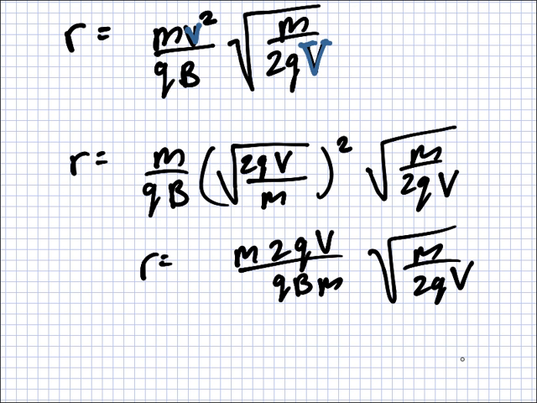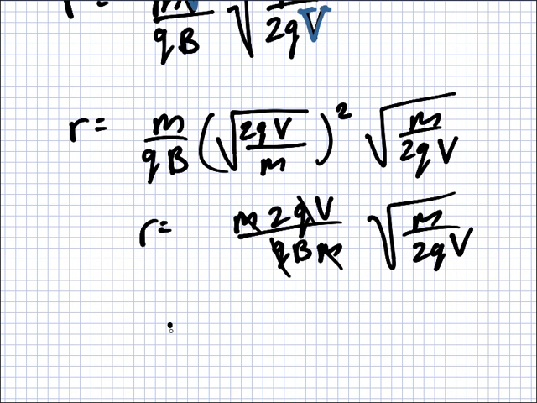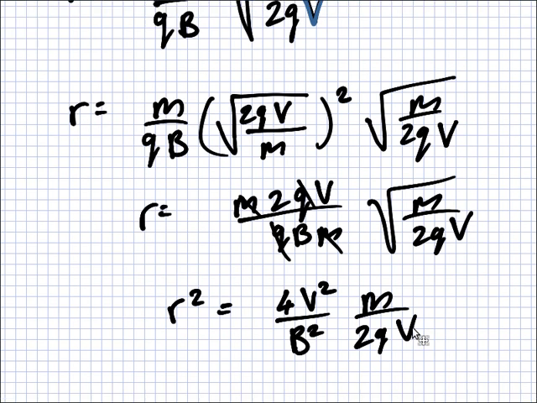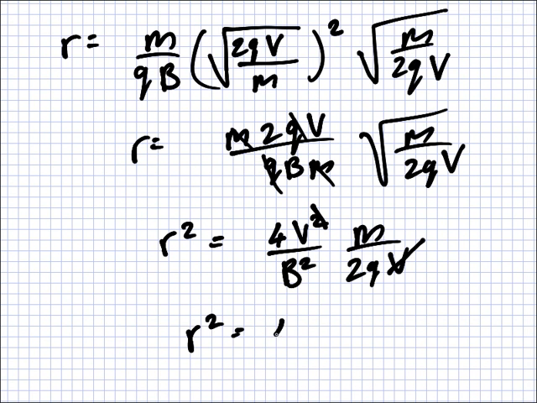Okay, what can I cancel here? I can cancel Q, M. Anything else? No. I want to get rid of the root, so I'll square everything now. So R squared equals 4 voltage squared over B squared times m over 2q voltage. Okay, I can cancel voltage again. Anything else to cancel? No. R squared equals 4 voltage m over 2qB squared.